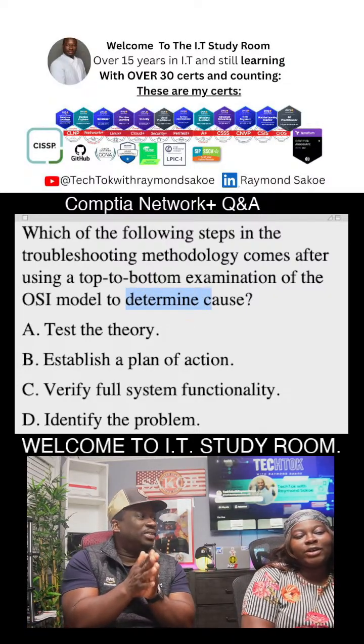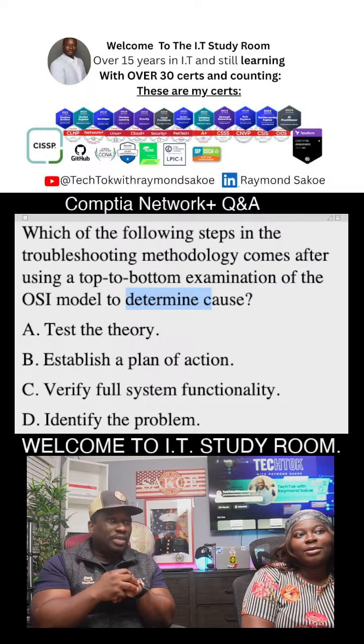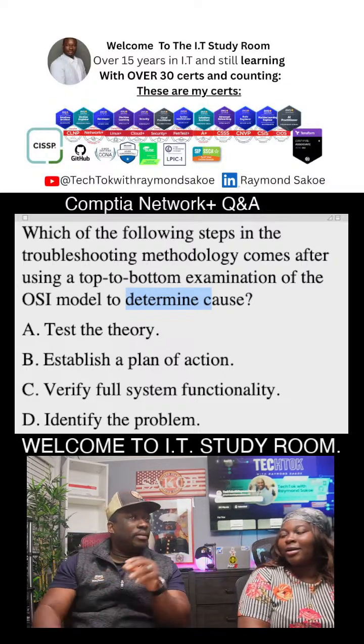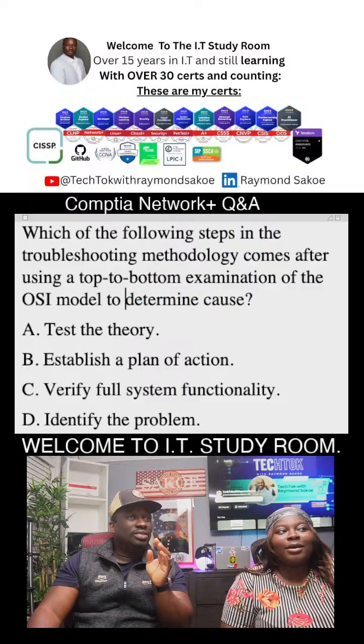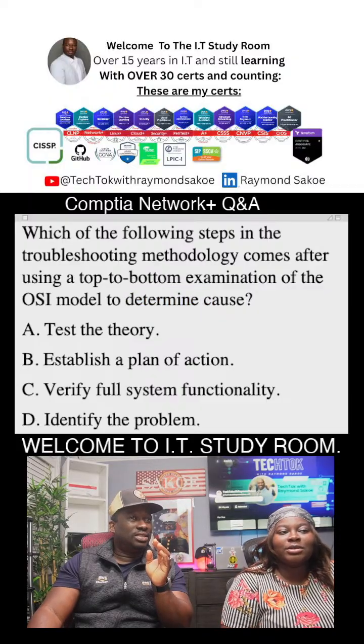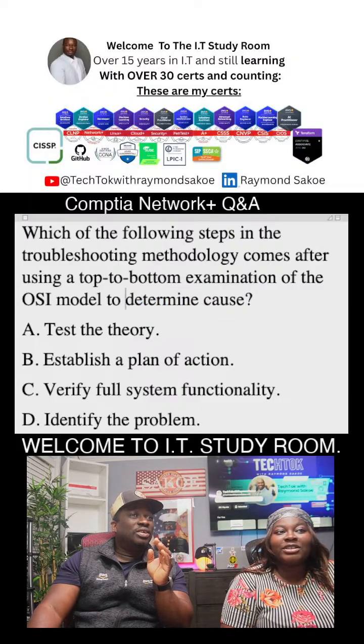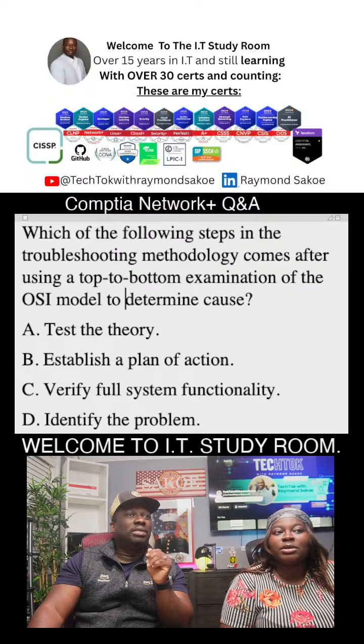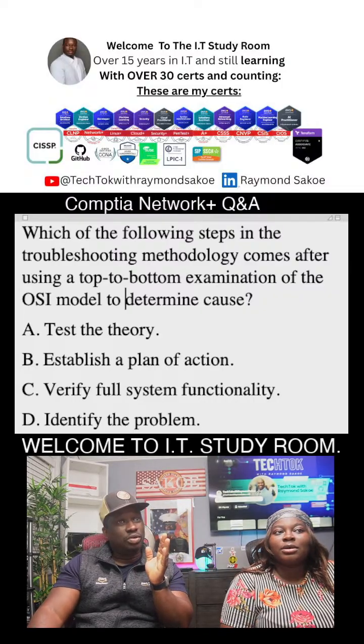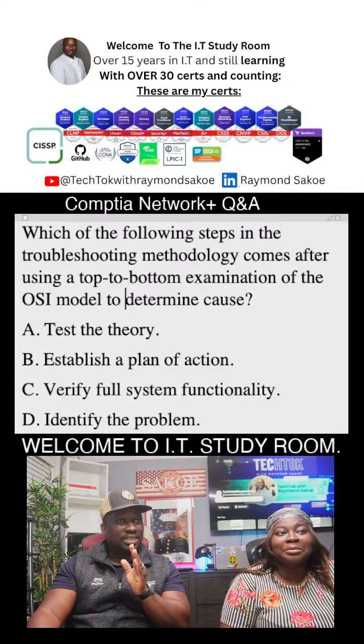You test your theory. Because remember, you already determined what the cause is, so you already know the theory and the side effects. Also, establish a plan of action. Establish a plan of action, because you know what the issue is now.